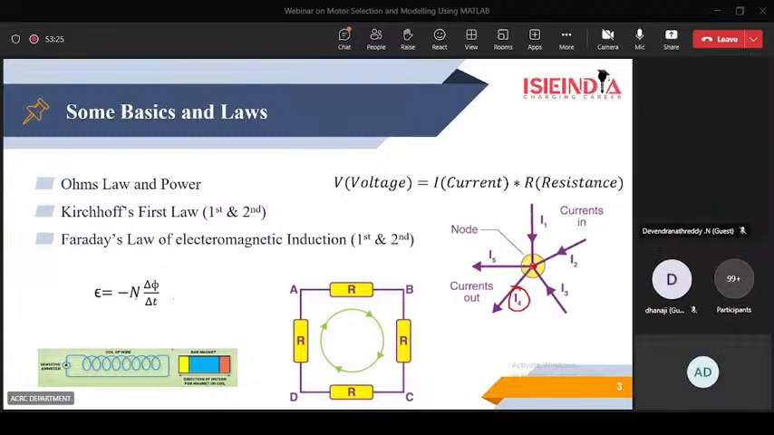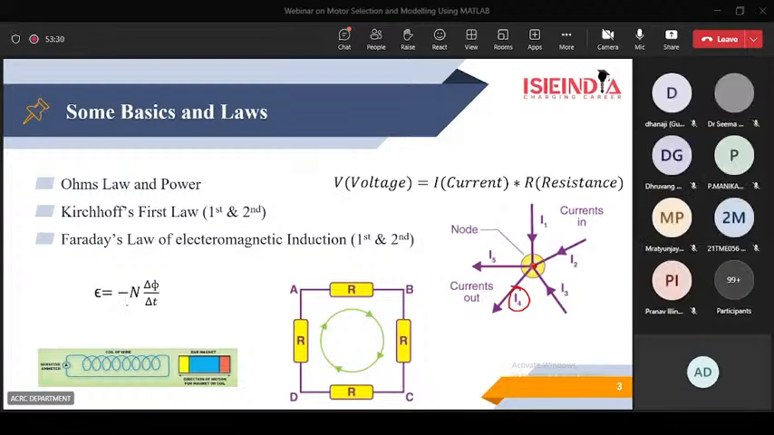Then the second law, Lenz's law. It says that whenever there is a flux linkage in a coil, an EMF is produced, and the negative sign denotes the direction, which is given by Lenz. According to Faraday's law, whenever the flux linkage in a coil changes with respect to time, an EMF is induced in it. This is the law upon which the motor works.